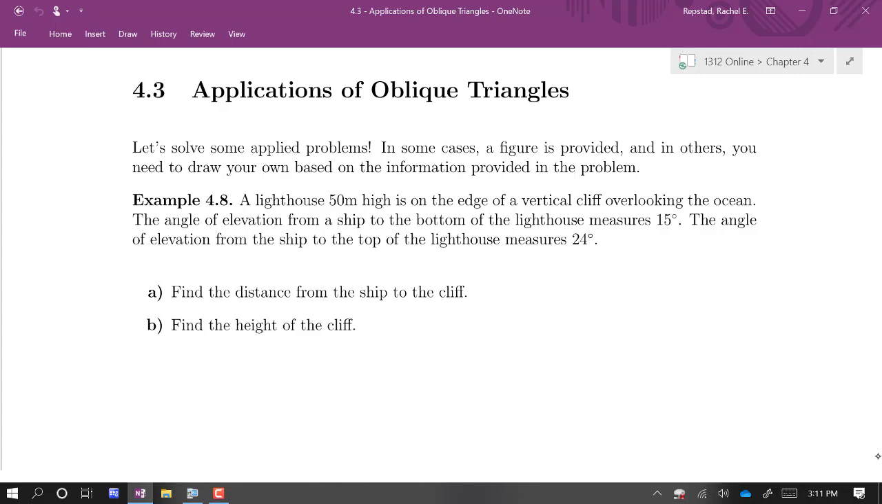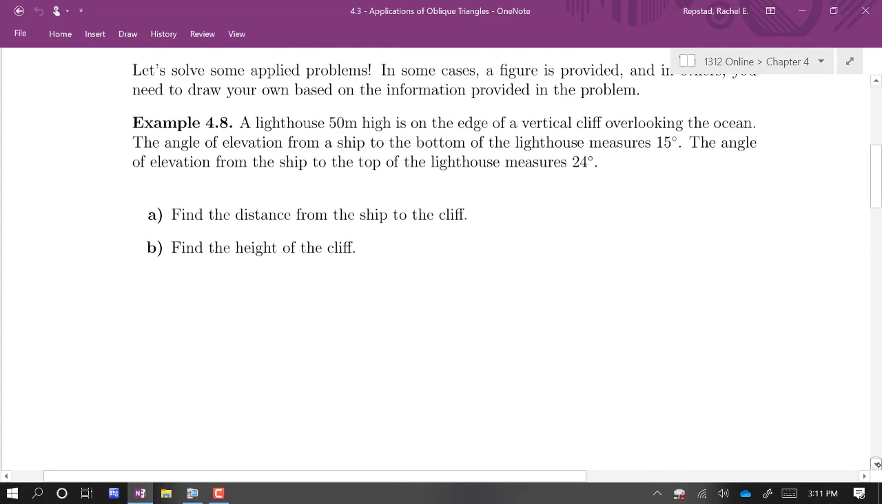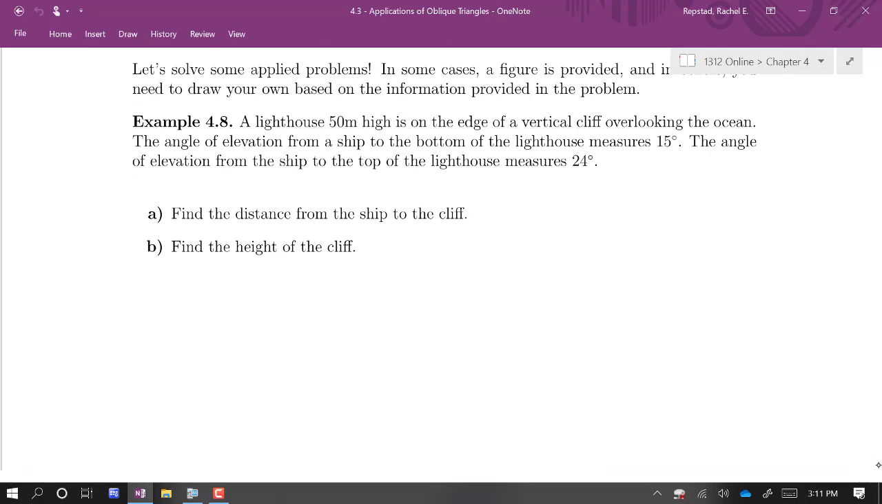They describe a scenario where we have a lighthouse that's 50 meters high, on the edge of a vertical cliff overlooking the ocean. And they tell us the angle of elevation from a ship to the bottom of the lighthouse measures 15 degrees, and that the angle of elevation from the ship to the top of the lighthouse measures 24 degrees. We want to find how far the ship is from the cliff and the height of the cliff.